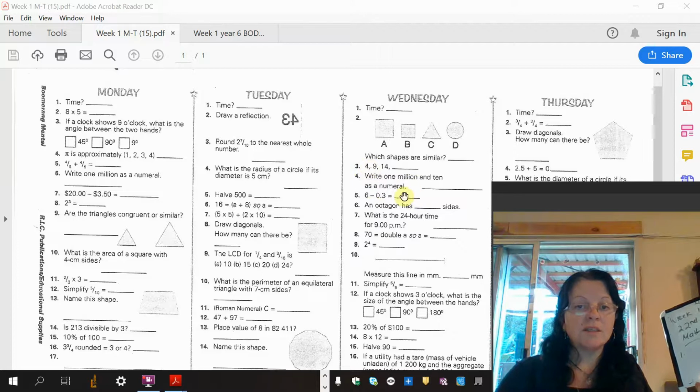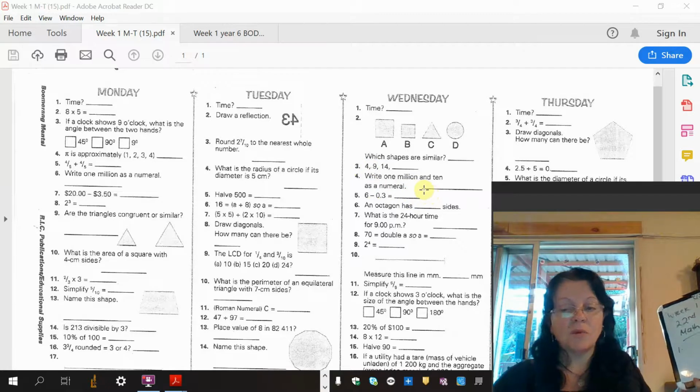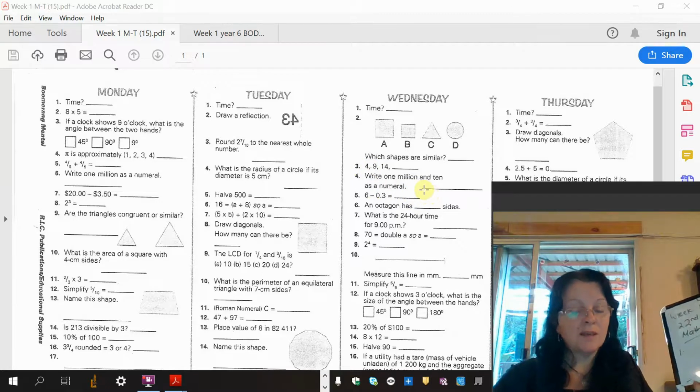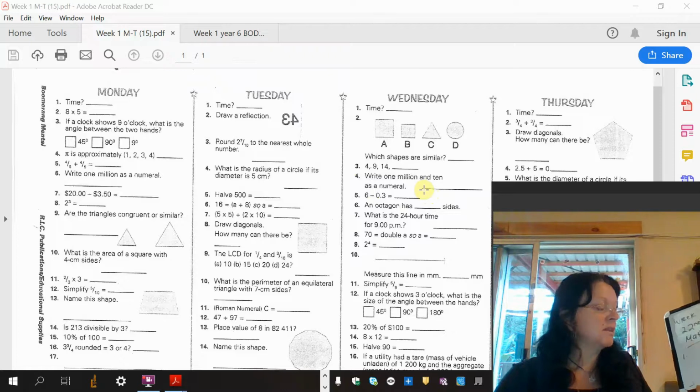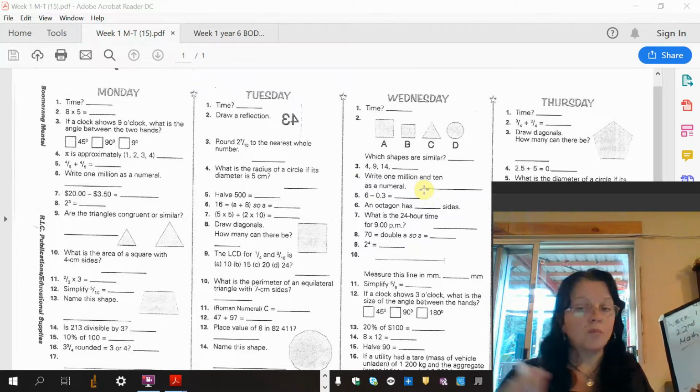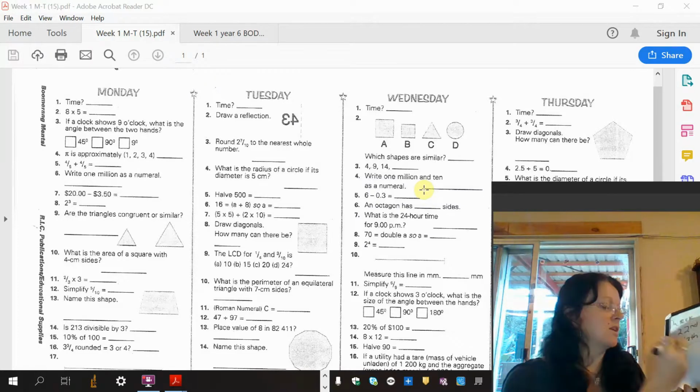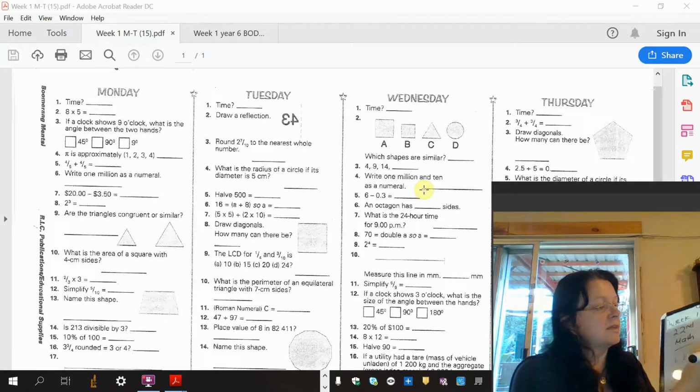Right, 1,010,000 is a numeral. We started with 1 million, then 1,000,001, and now we're doing 1,010,000, so do that. Pause and do it first and then come back and check the answer. So, 1,010,000.